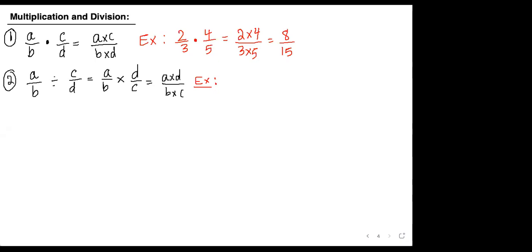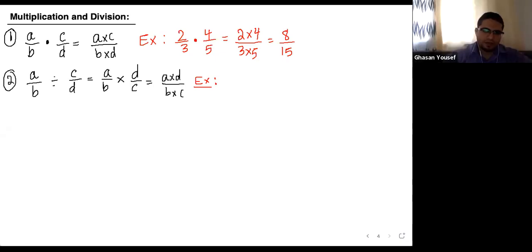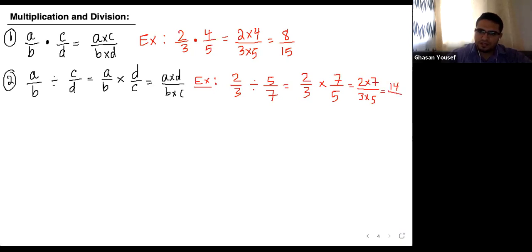I'm going to give an example to explain how we can use this. For example, if I have 2 over 3 again, dividing by 5 over 7, the same idea: 2 over 3, and the division becomes multiplication by 7 over 5. We multiply the numerators together, 2 times 7 over 5 times 3, and the answer is 14 over 35.